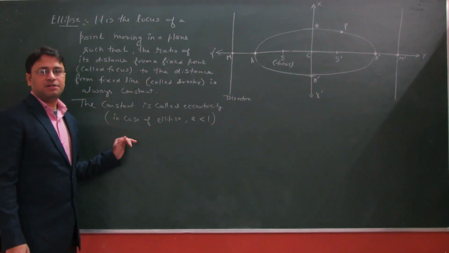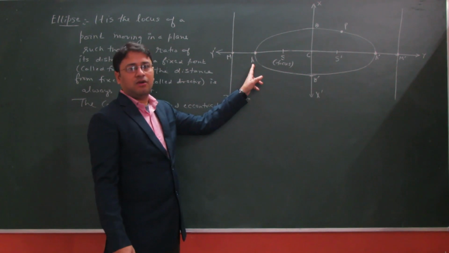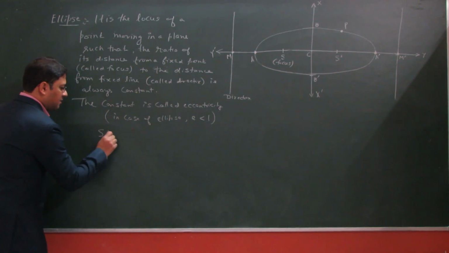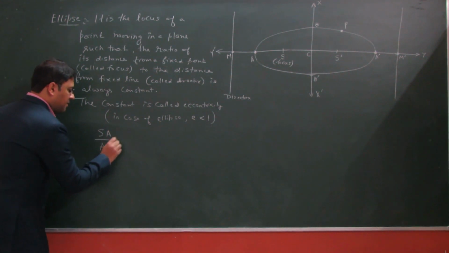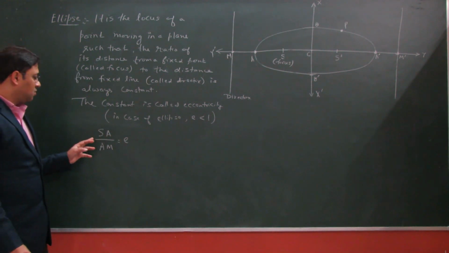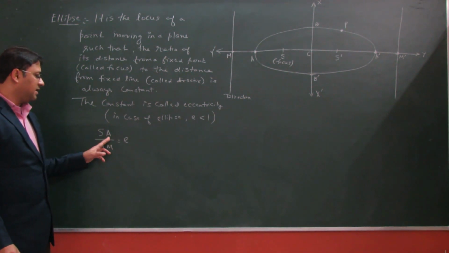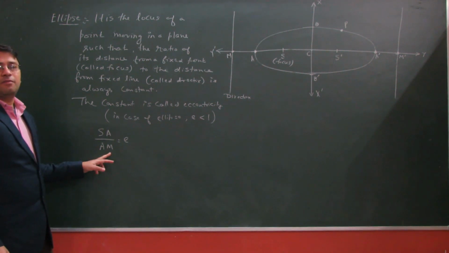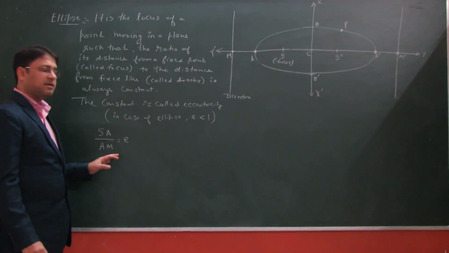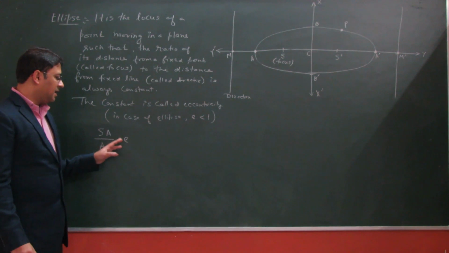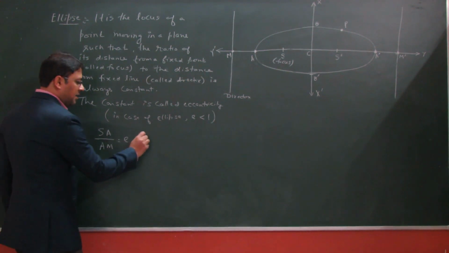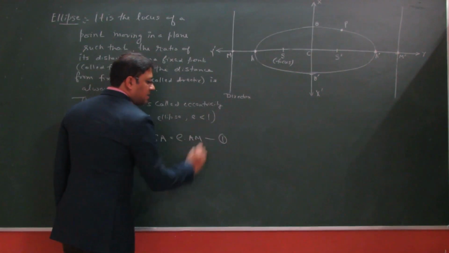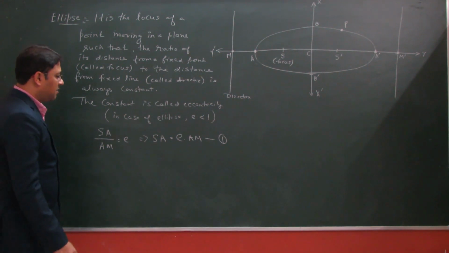Okay, so following the definition, if we take one point A on the curve, on the ellipse, we get SA divided by AM is equal to e. A is a point on the curve, SA is the distance from the fixed point S, the focus, and AM is the distance of that point from the fixed line, the directrix. The ratio is always less than 1. From here, the distance SA is equal to e times AM, and this is our first equation.